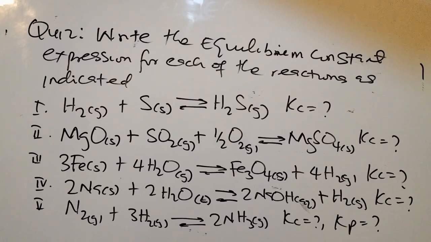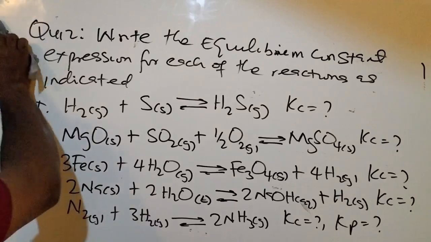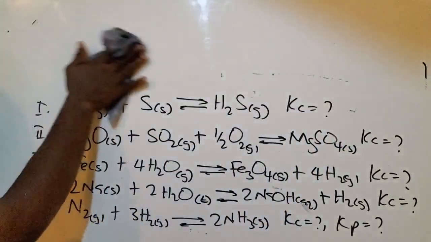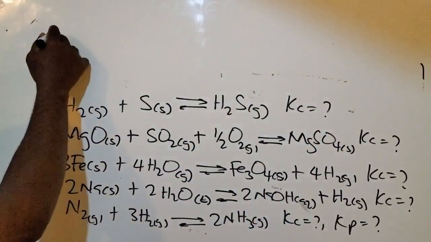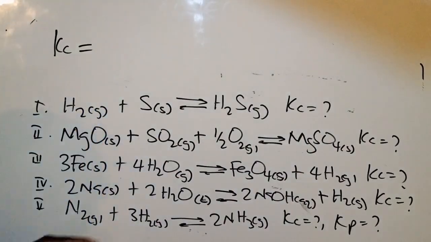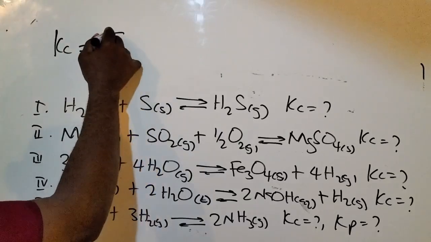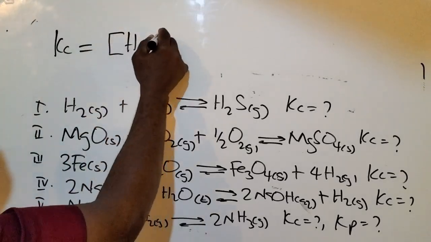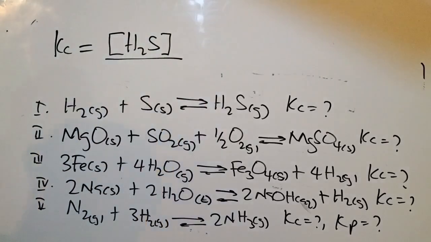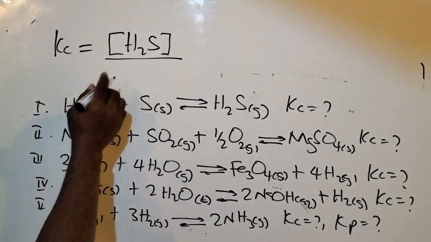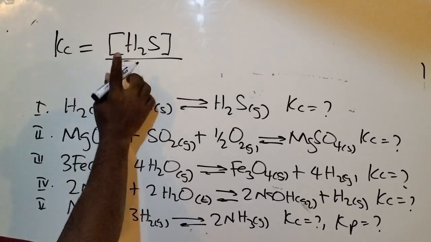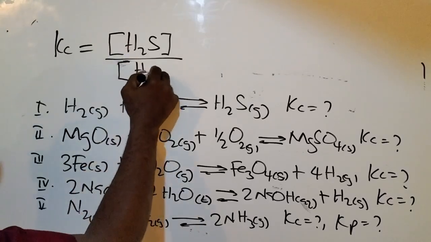Going to number 1, we have hydrogen molecule, gaseous, plus sulfur, solid, giving hydrogen sulfide, gaseous. We're going to write the Kc expression. So let's start with the first one. To write the Kc for the first one, concentration. The product is hydrogen sulfide, H2S in square bracket, all over. The reactants will have hydrogen in square bracket, gaseous state, H2.